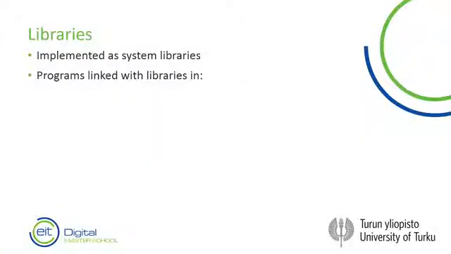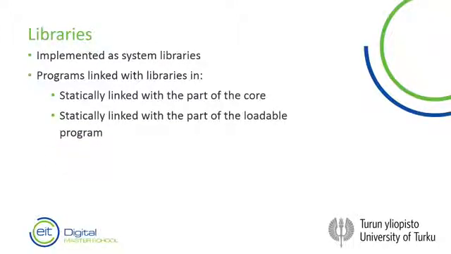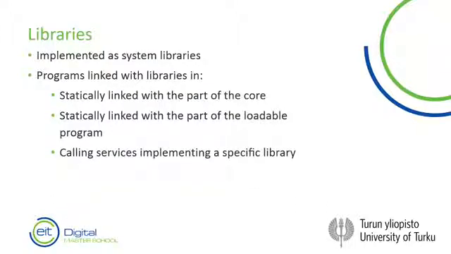The first one is a static link between an application and libraries which are part of the core. The second one is a static link between an application and libraries which are part of a loadable program. The last one is that the application can call the service that implements a specific library. As a result of the last method, the libraries implemented as services can be replaced at runtime.